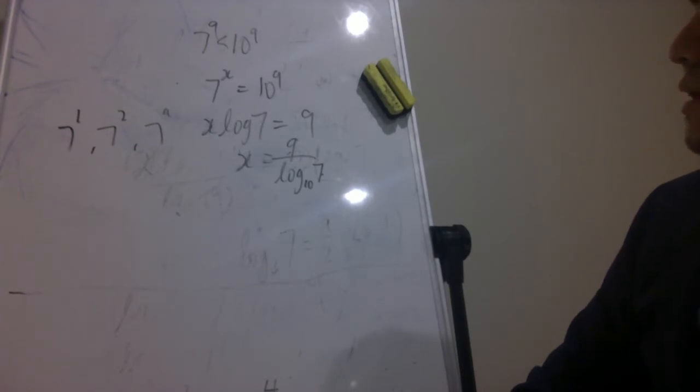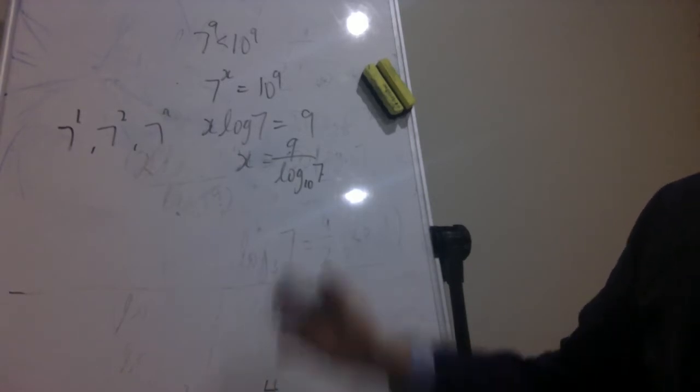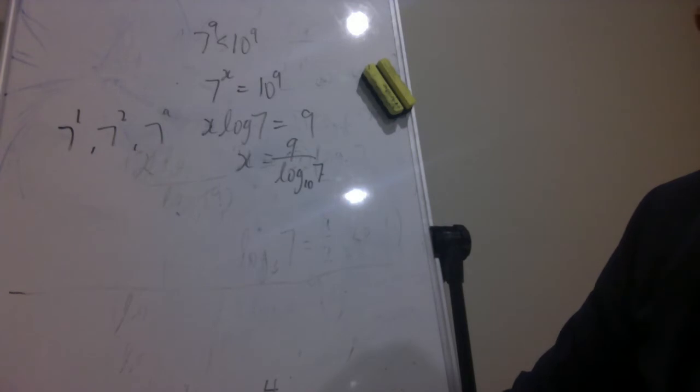What's log base 10 of 7? Log base 10 of 10 is 1, right? So log base 10 of 7 should be less than 1. The square root of 10 is like 3 something, so 7 should be more than that. It should be more than half, basically.